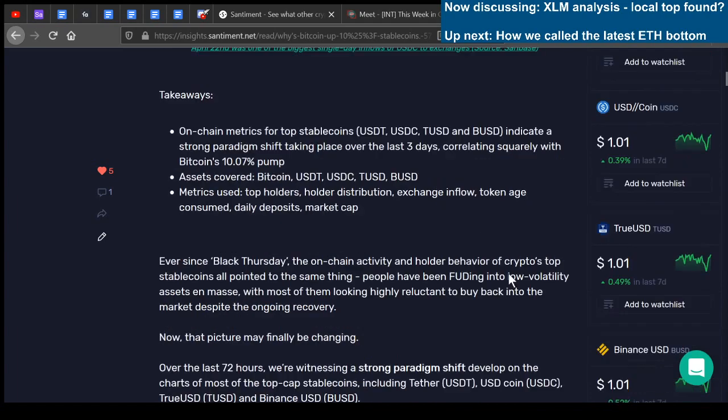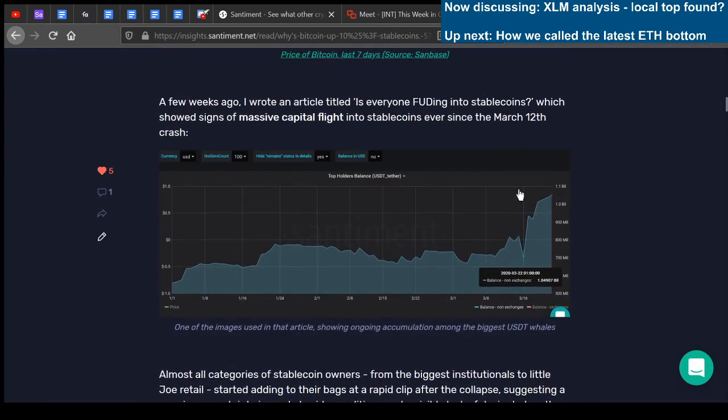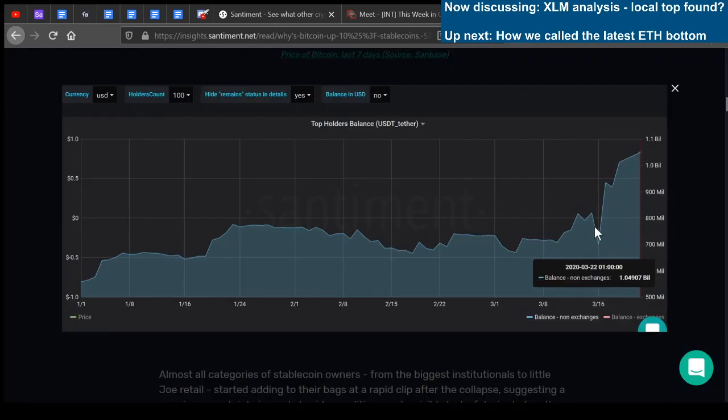A few weeks ago, I wrote an article titled "Is everyone flooding into stablecoins?" And this is, for example, one of the charts that I showed. Currently, what you're looking at here is the combined balance of the top 100 non-exchange addresses holding Tether.